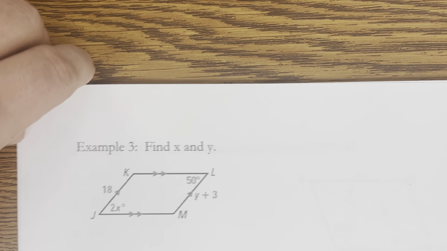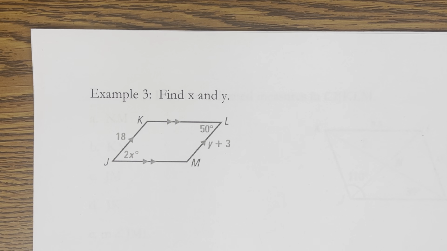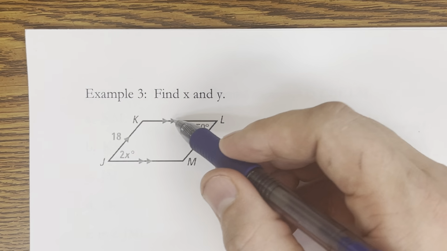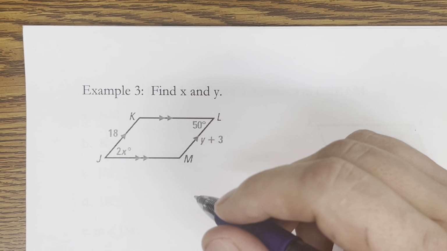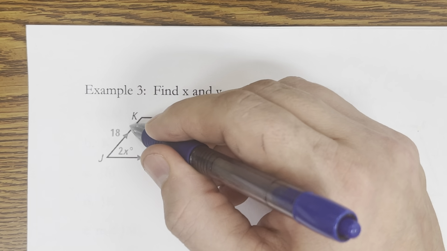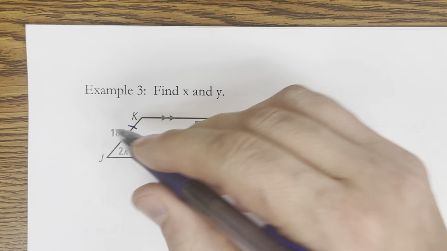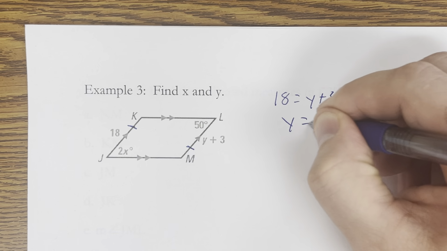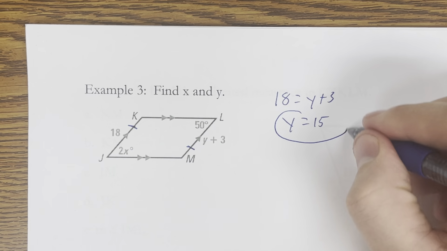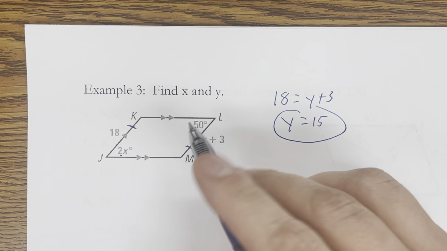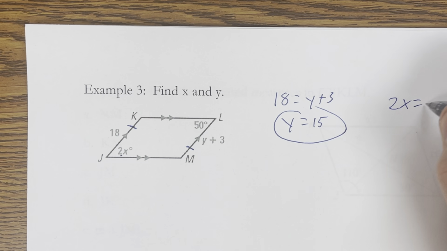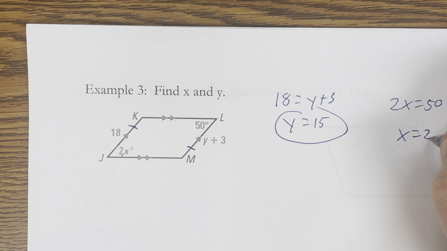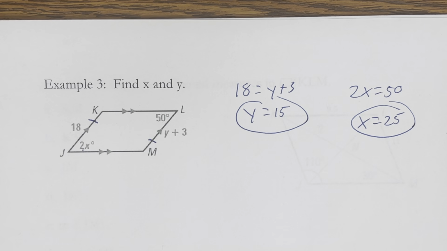Okay. One more example here before we work on the diagonals. Again, we're looking for x and y. The figure is a parallelogram, so all the properties are going to be true. The opposite sides are congruent. So 18 is equal to y plus 3, and y is equal to 15. Opposite angles are also congruent. So 2x is equal to 50. X would equal 25. All right.